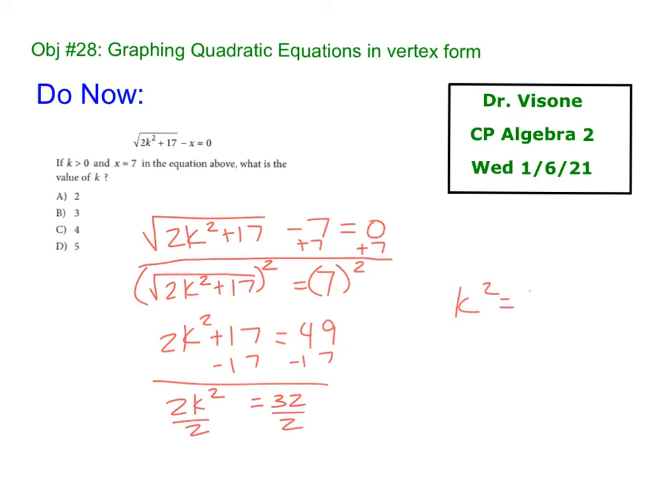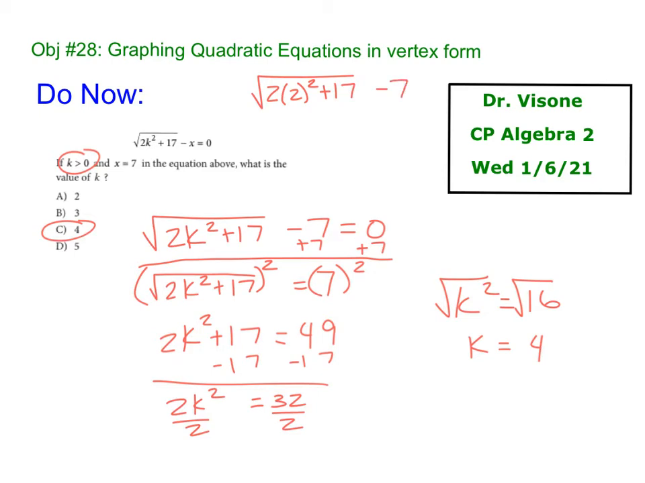Divide by 2. k squared is 16. So then what's k? So remember, we put plus or minus 4, and that's why they told us greater than 0, because they don't want us to put negative 4. Another thing you could do, if you're having trouble and that was a lot of work, you could just plug all the numbers in, right? So the square root of 2 times 2 squared plus 17, does that equal 7? So that's the square root of 25 minus 7. That doesn't work. And then plug in 3, and then plug in 4, and then plug in 5, and see which one works.